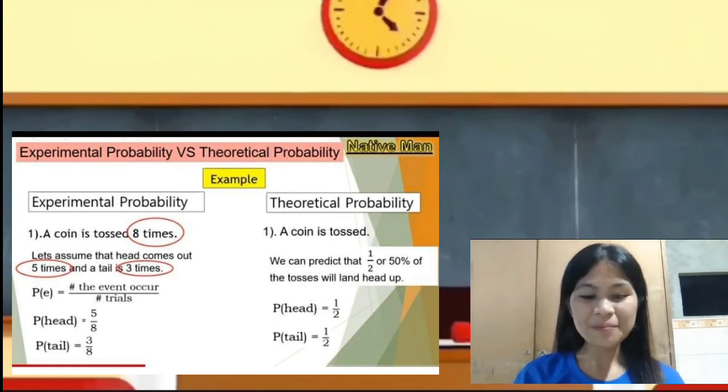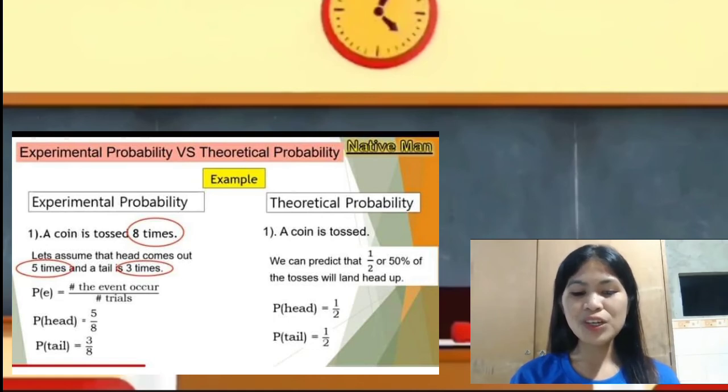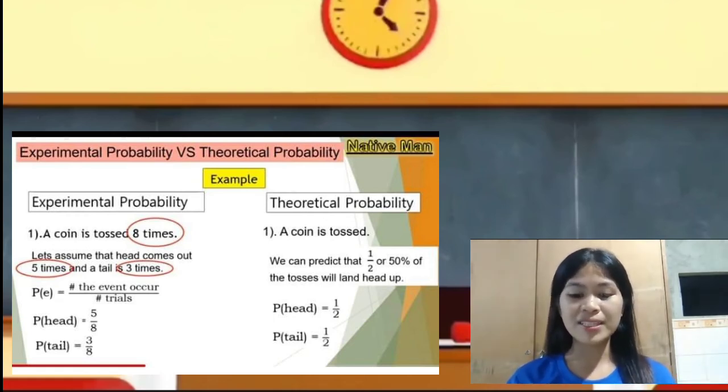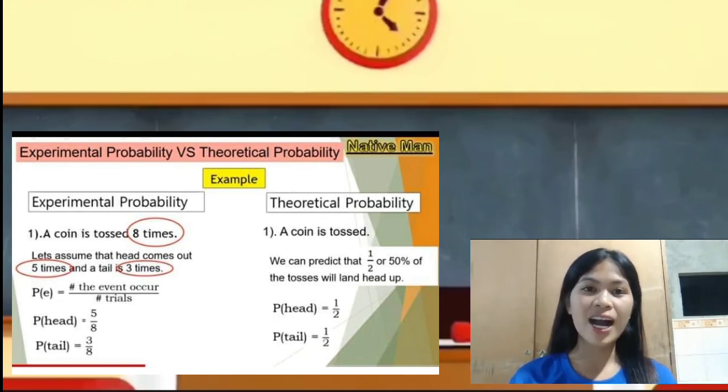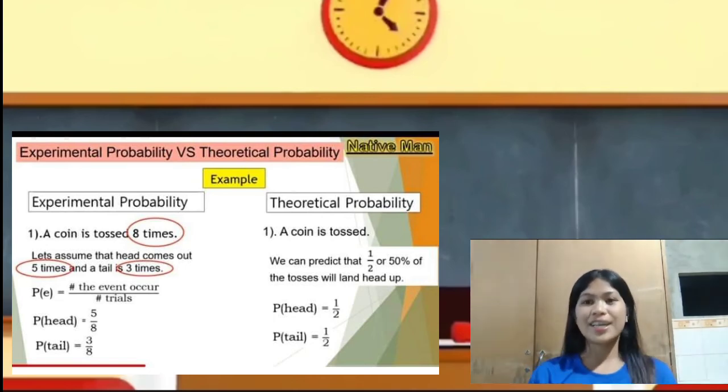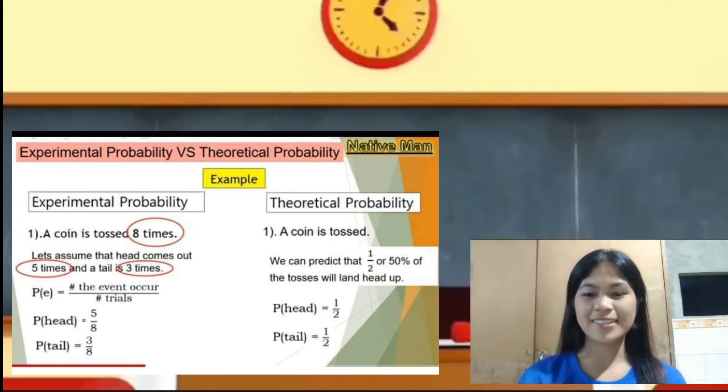Did you understand? Let's go back. If the head came out 5 times out of 8 trials, we can say that the probability of the head is 5 over 8. And also, the probability of the tail, since its outcome is 3 times out of 8 trials, we can say that the probability of the tail is 3 over 8.